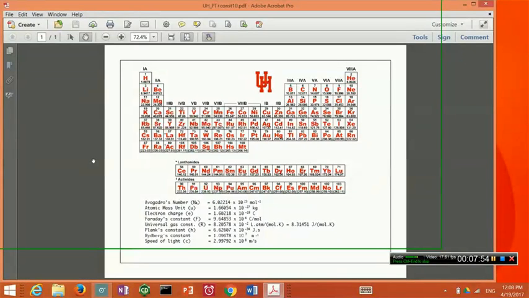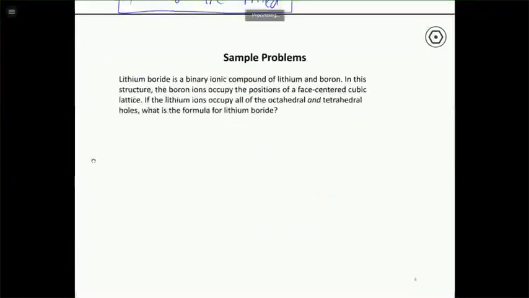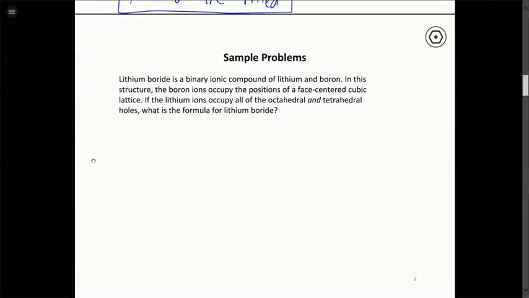So if you combine boron with lithium, we can make a compound called lithium boride, which could be thought of as an ionic compound with lithium cations and boride anions, or it could be thought of as what we call an intermetallic, which is 2 metals mixed together into a regular structure, kind of like an alloy. So how do we classify the compound? It consists of lithium and boron, and we're saying here that the boron occupies the face-centered cubic lattice, and the lithium occupies all of the octahedral and tetrahedral holes. So we want to know what's the formula for this. So we have to count the atoms for each of these.